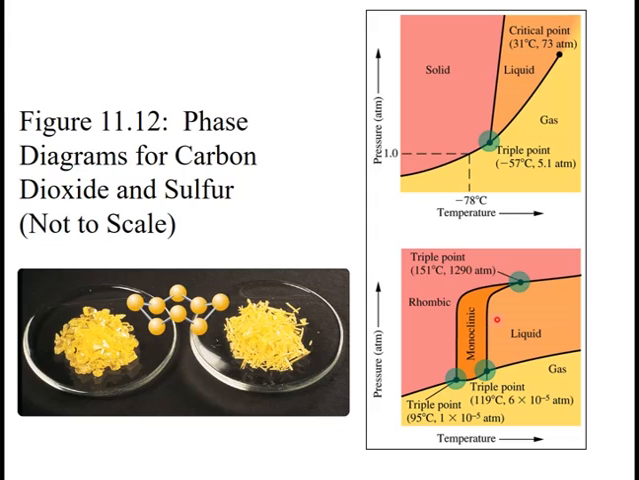What is important is the fact that there are 3 triple points here. At this triple point, the rhombic, the monoclinic, and the liquid exist. At this triple point, the monoclinic, liquid, and gas exist. And at this point, the monoclinic, rhombic, and gas also exist. So there are 3 different triple points, and whatever 3 phases are touching at that point are the 3 phases that exist at the same time.